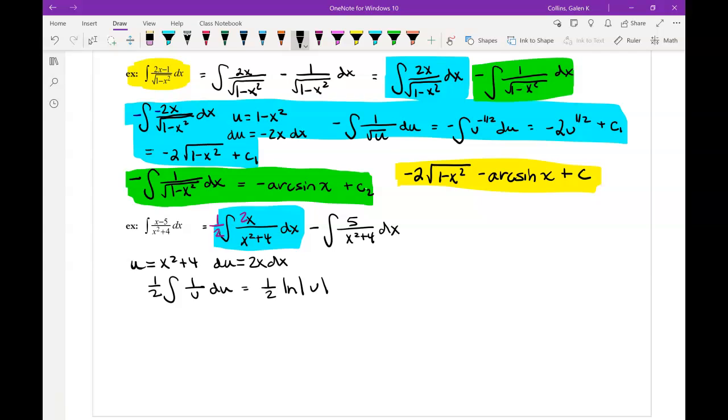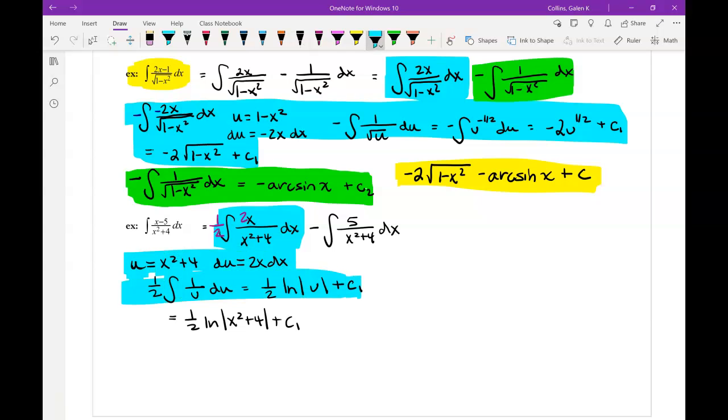All right, just like before, I'm going to use a C sub 1 just to indicate that this is a constant of integration. And I'm going to resubstitute x squared plus 4 for u. All right, so again, all of that work is just for that first part of our expression.